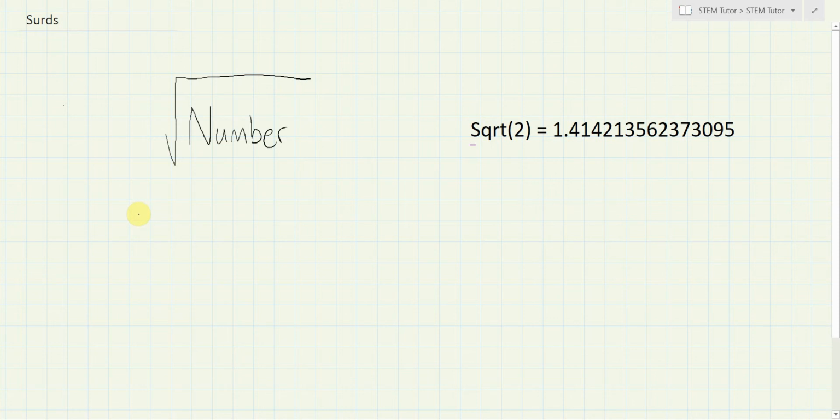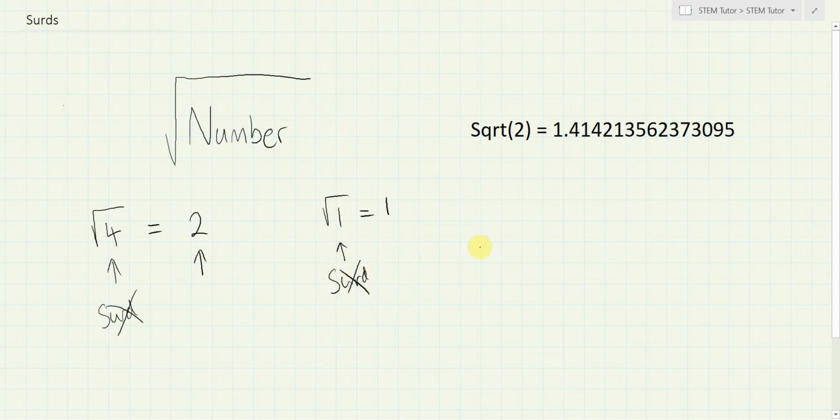If a number can be square rooted and the answer is not irrational, then the number is not a surd. So for example, the square root of 4 equals 2. 2 is not an irrational number, therefore the square root of 4 is not a surd. Square root of 1 equals 1. 1 is not an irrational number, therefore the square root of 1 is not a surd.